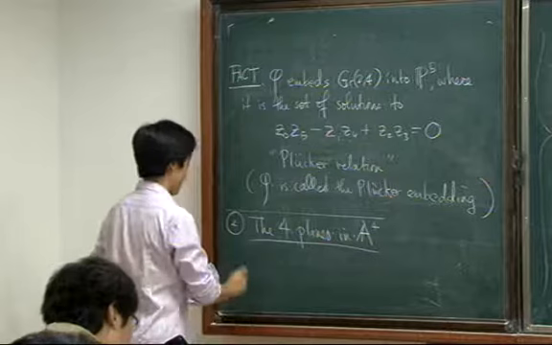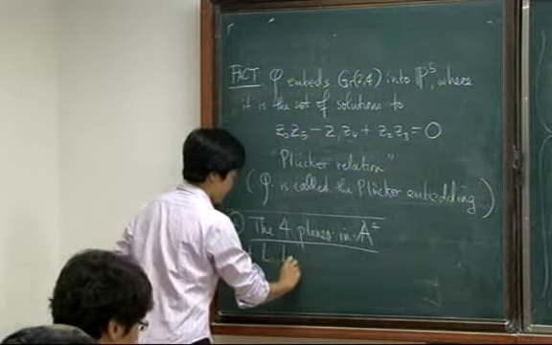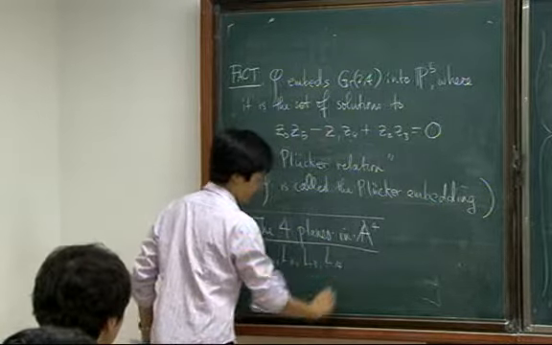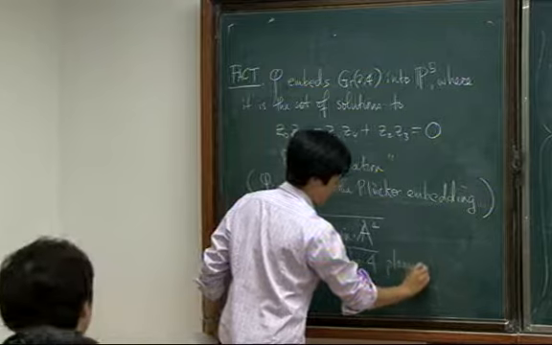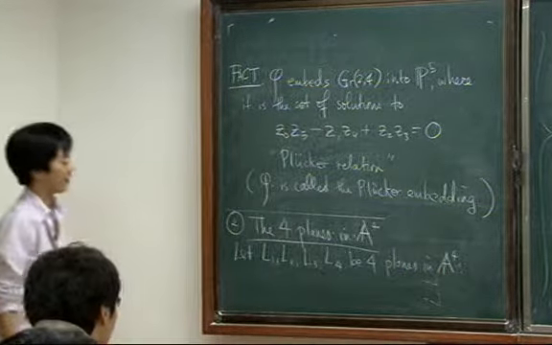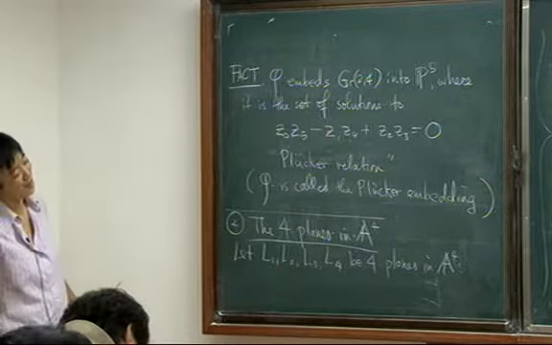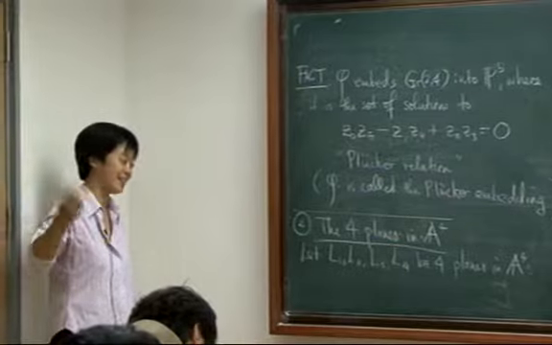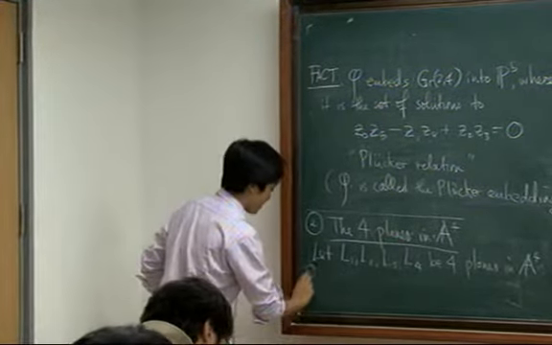Okay, so very good. So again, some notation. L1, L2, L3, L4, B, 4 planes in A4. Okay. So the notation L is because we just remember that it comes from the Schubert problem of lines in A3.